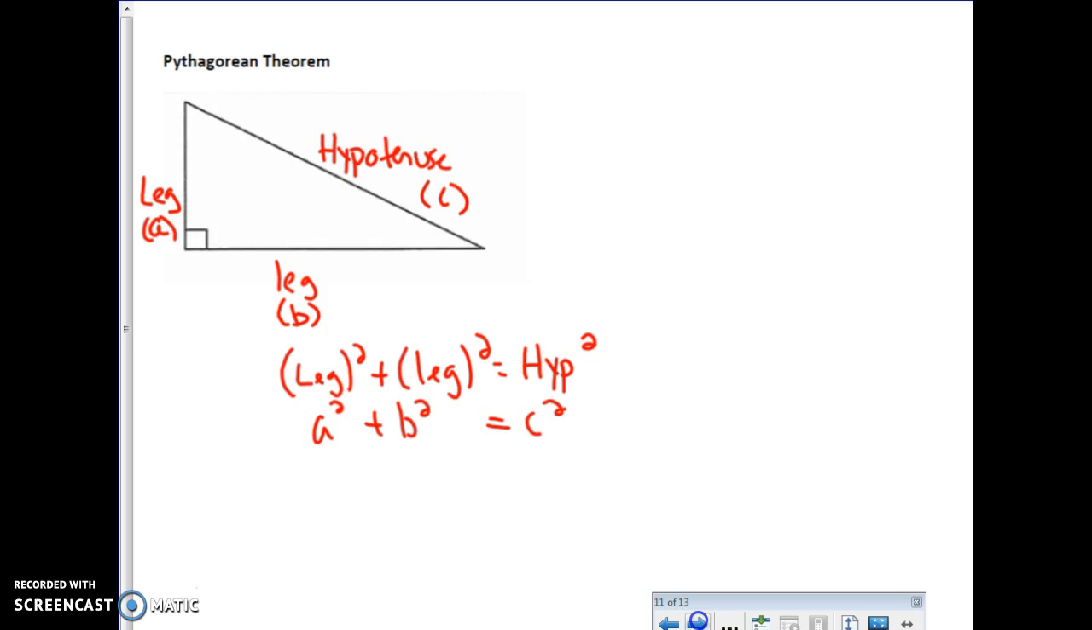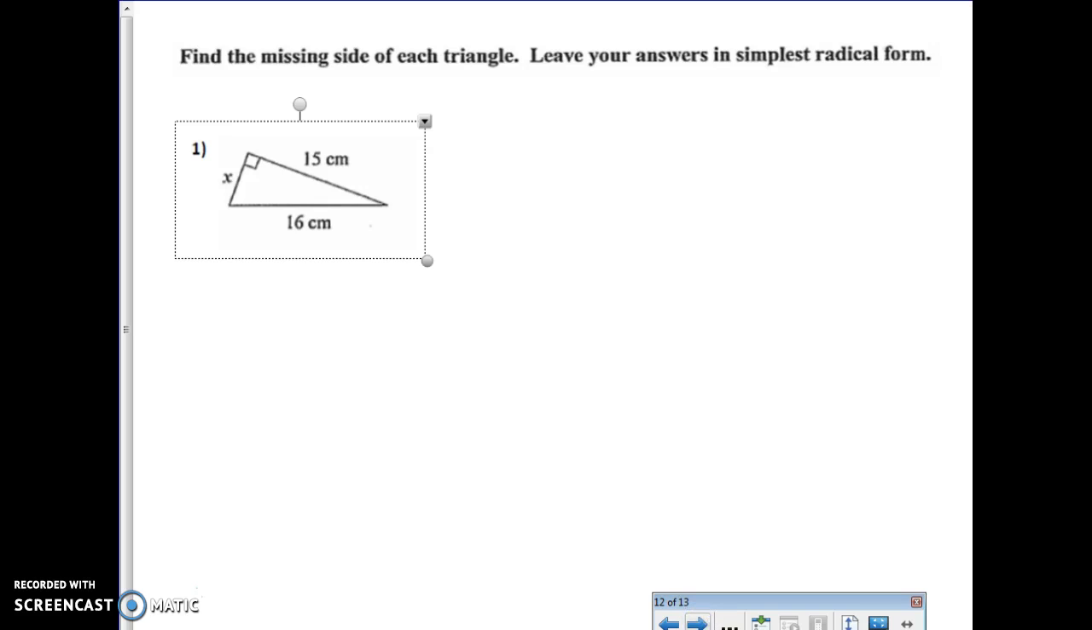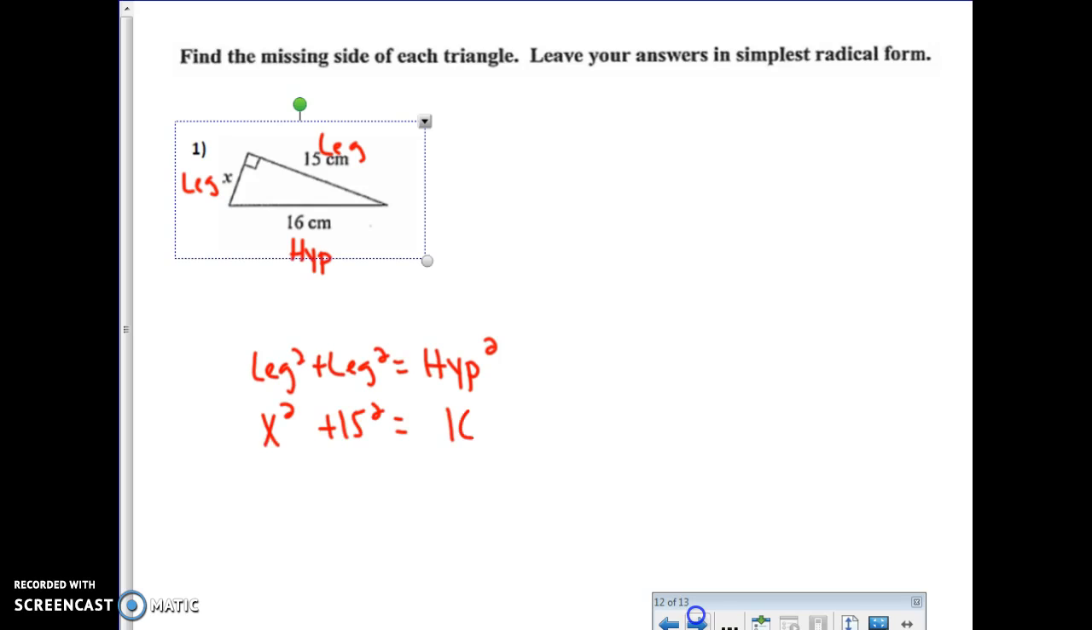Okay? So I want to apply this in a circumstance like here. What I want to always do is identify what my legs are and what my hypotenuse is. My hypotenuse is always opposite the right angle, so that's why that's your hypotenuse. This is a leg, and this is another leg. So I know leg squared plus leg squared equals hypotenuse squared. Okay? So if I do x squared plus 15 squared, it's going to equal 16 squared by just substituting the values in. So I have x squared.